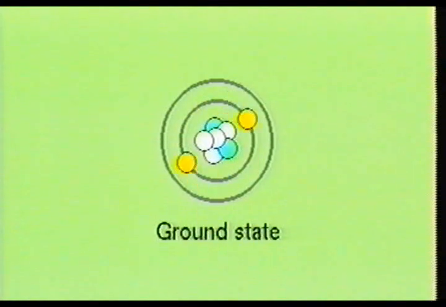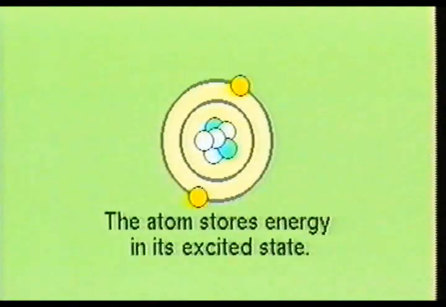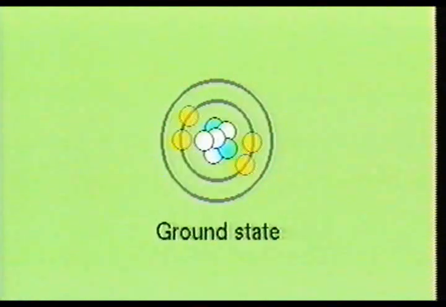When a precise amount of energy is added to the orbiting electron, it can be forced to jump to the next spherical shell. When this occurs, the atom is said to be excited. An atom will remain in this excited state for a period of milliseconds to microseconds. It then returns to its normal ground state.